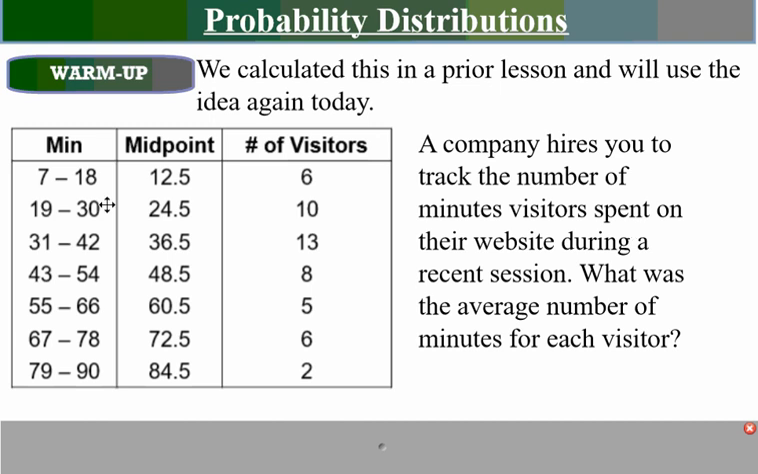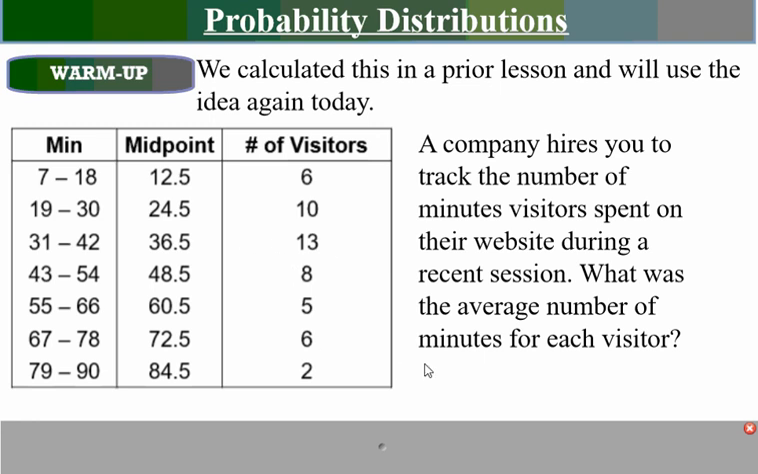Just to recall, the problem with this situation at first was they gave a range, so we used the midpoint. 6 people spent between 7 to 18 minutes. In order to begin to calculate an average, we took the interval and we took its midpoint. So we said 6 people spent 12 and a half minutes on the website, 10 people spent 24 and a half, 13 spent 36 and a half, dot, dot, dot, all the way down.